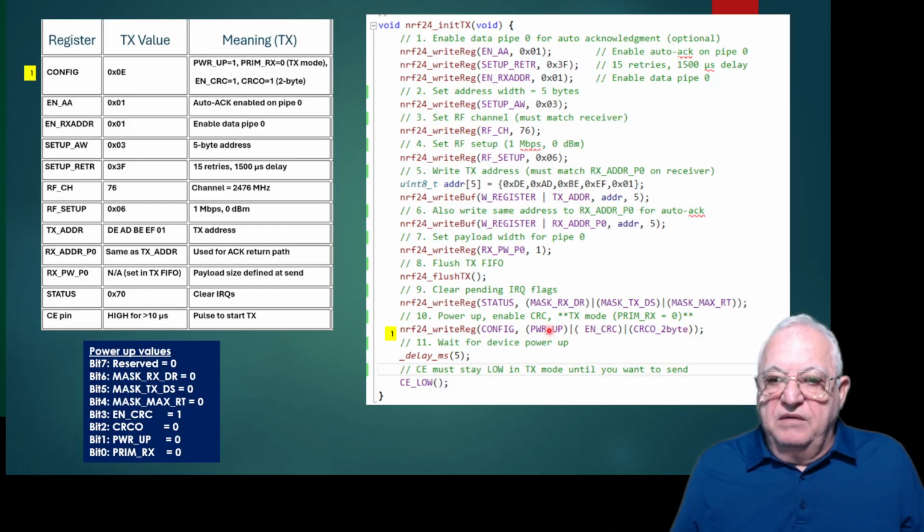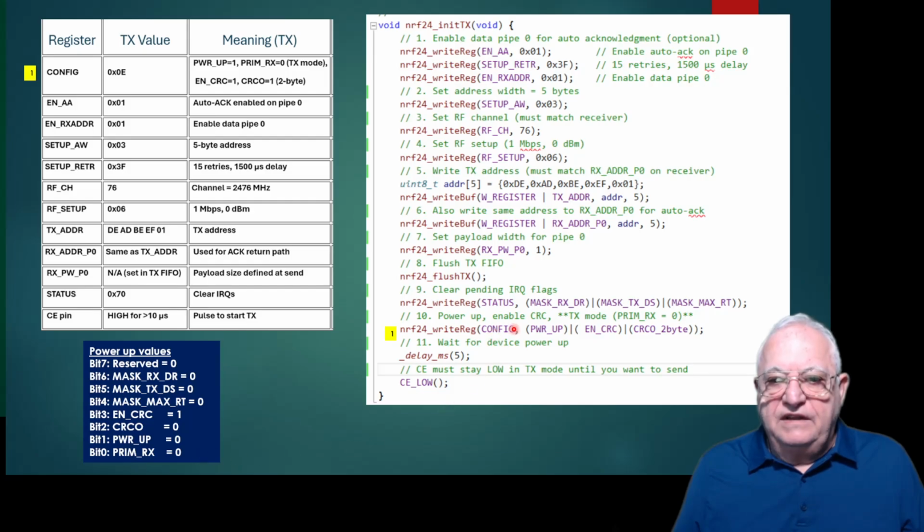So we have the power up, CRC enabled, CRC 2-byte enabled. Now I have to set this up to transmit, which means I have to set the PRIM_RX to 0. And I don't have it here, and the reason I don't is because bit 0 PRIM_RX, that's the default value.